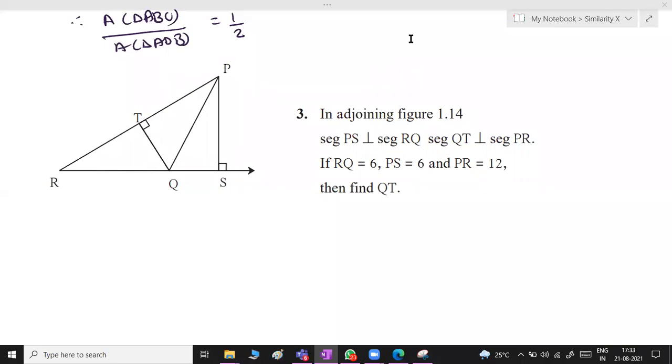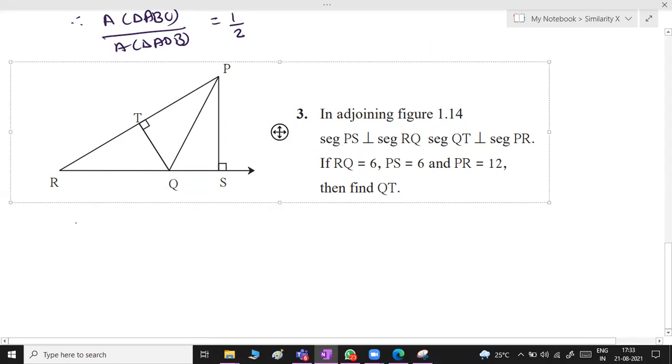So we are done with question 2. So let's start with question 3. In the adjoining figure, PS is perpendicular to RQ, QT is perpendicular to PR, RQ given to me is 6, PS given to me is 6, PR given to me is 12, and they are telling me to find QT. Okay, so the question is very cute since it has a lot of QTs, and let's start solving.